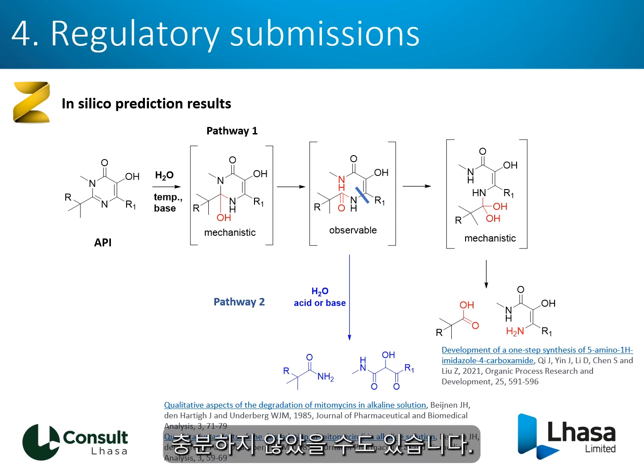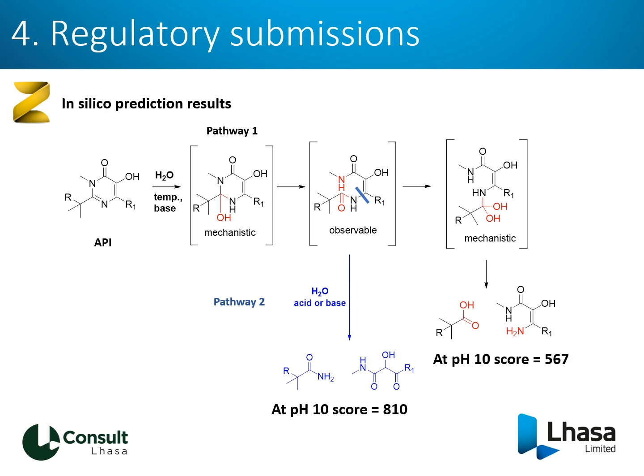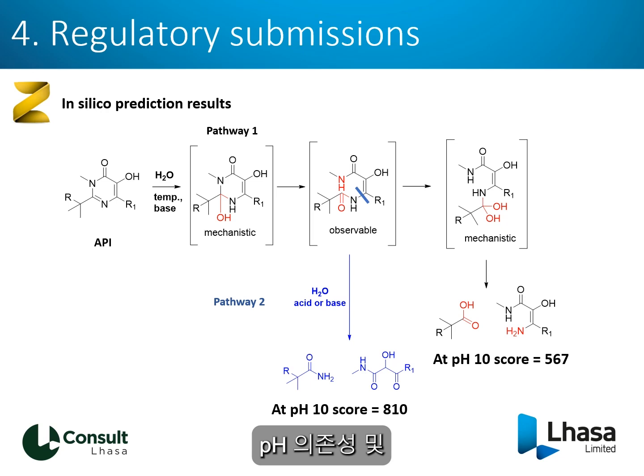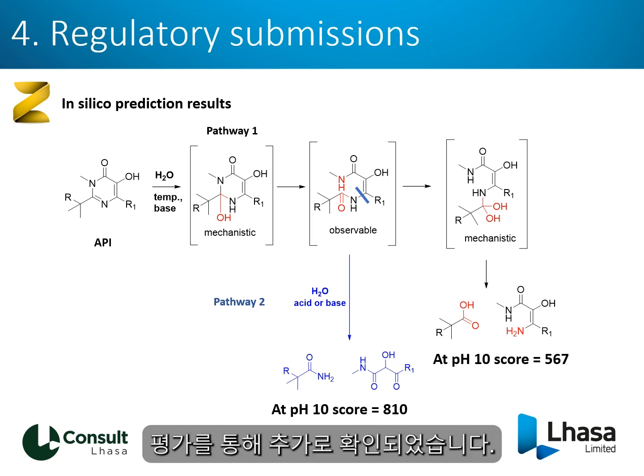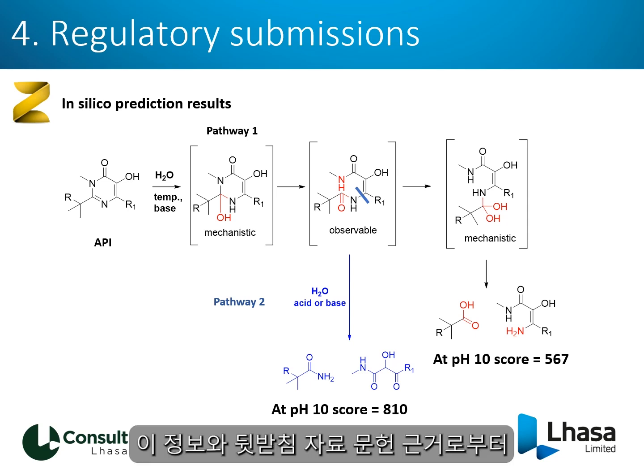This was further corroborated by an assessment of the pH dependency and the likelihood scores which Zeneth predicts for both pathways. This information and the mechanistic proposal from the supporting literature evidence was then used in a deficiency letter to the regulator.